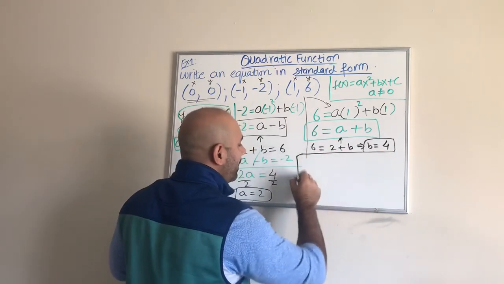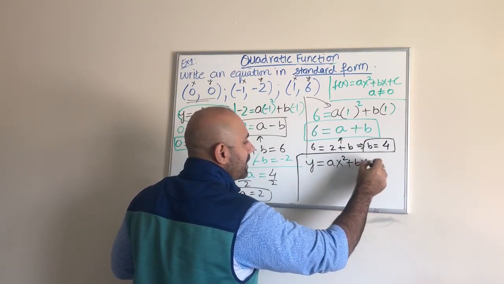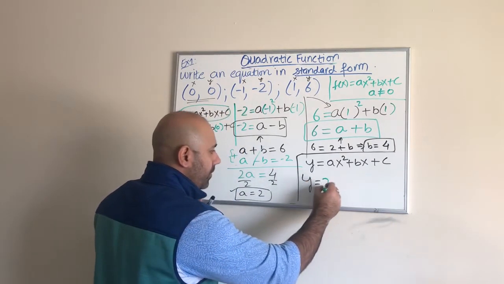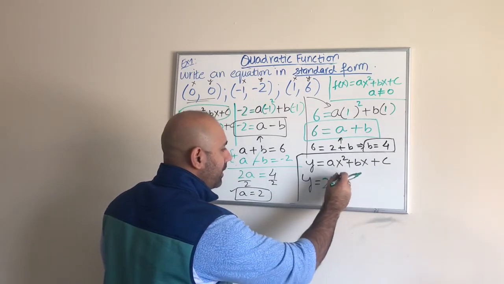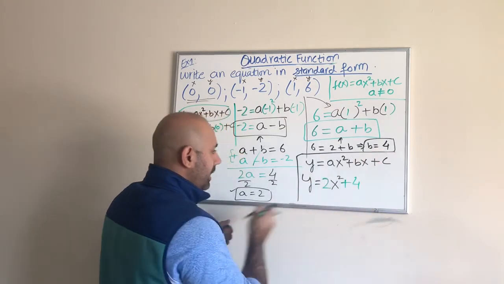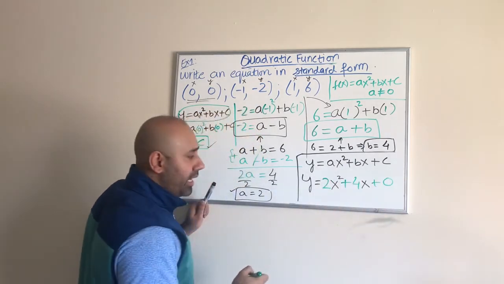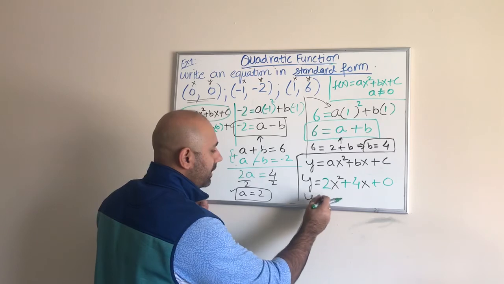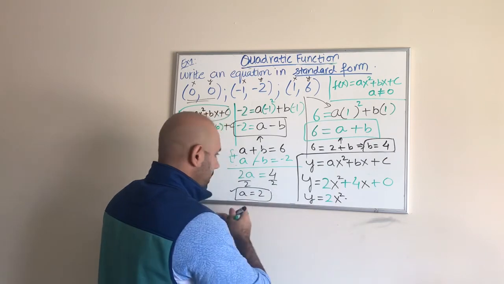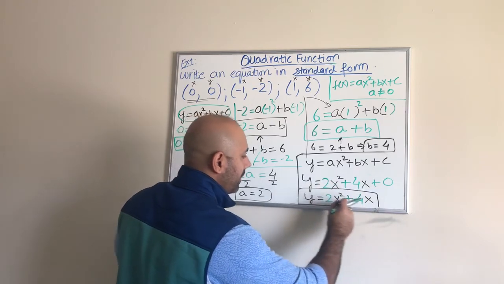Let us go back and finally write our equation. So our equation looks like this: y equals ax squared plus bx plus c. So my final equation will be 2, and then x squared, and then plus 4, because b is 4, x, and then there's a plus 0, which you do not really have to write. So you can write the final equation as simply 2x squared plus 4x. That is my final equation.